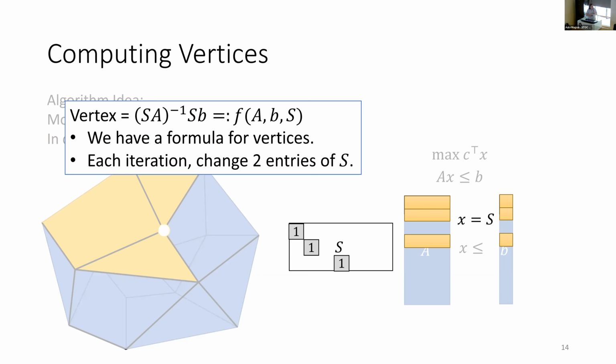So the summary here is that we have a matrix formula which tells us what the vertices are. It's the solution of this linear system. So we have S times A, we need to invert this, and multiply it with S times b. So that's the formula for these vertices. And we observe that from one iteration to the next, we just need to change 2 entries in this matrix S, because one of the non-zero entries needs to become 0 and one of the 0 entries needs to become a 1.